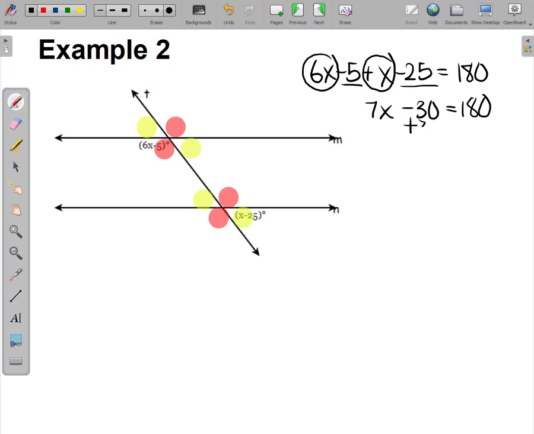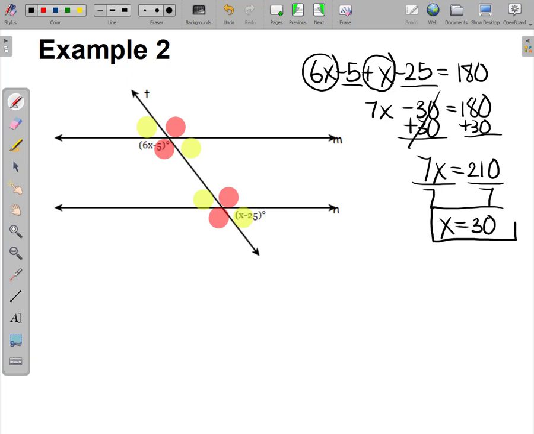Then I'll use the addition property, or I'll add 30 on each side. Cancels, and what remains is 7x is equal to 180 plus 30, which is 210. To get rid of the coefficient of 7, I will divide by 7 on each side, and x is equal to 30. Feel pretty good about that.